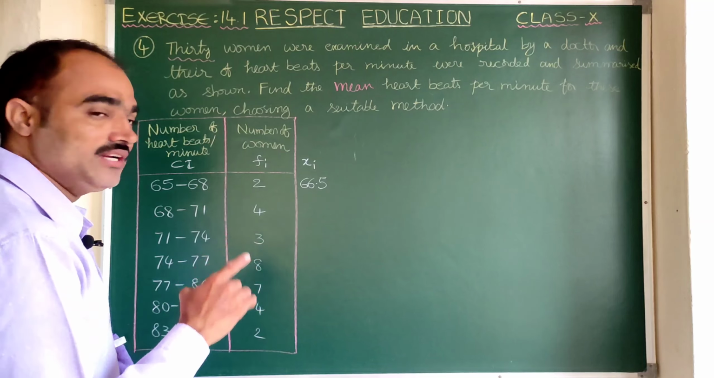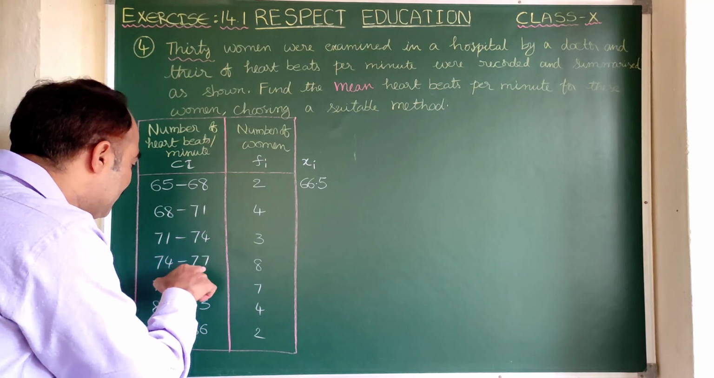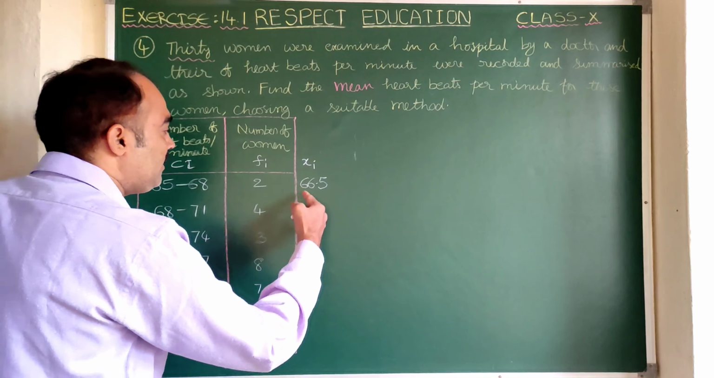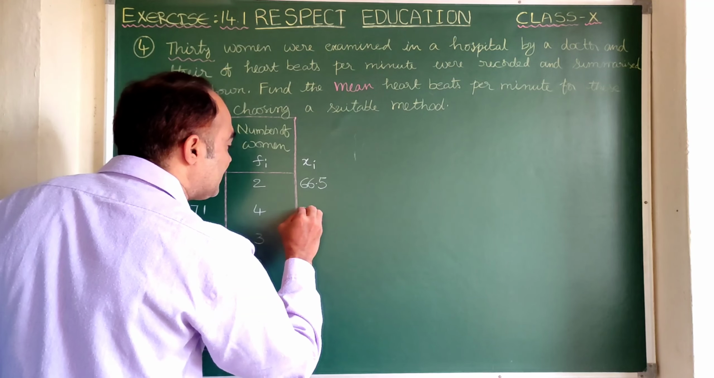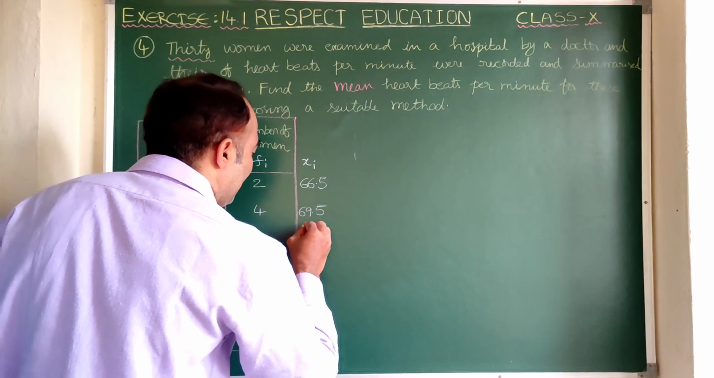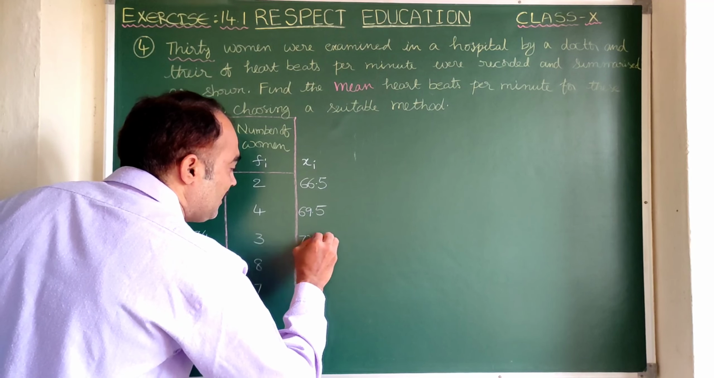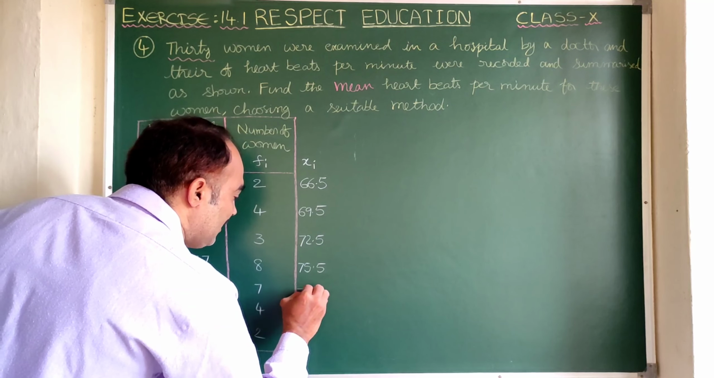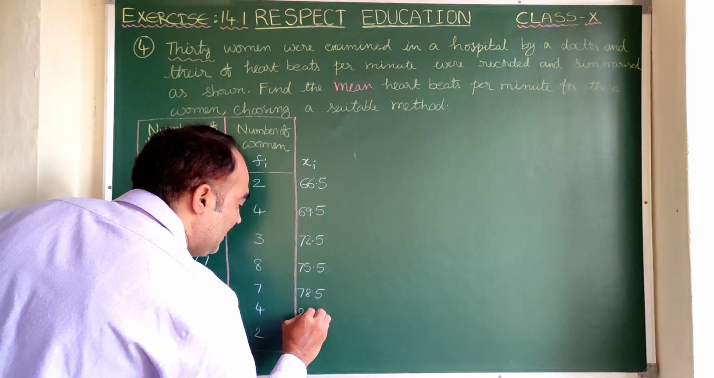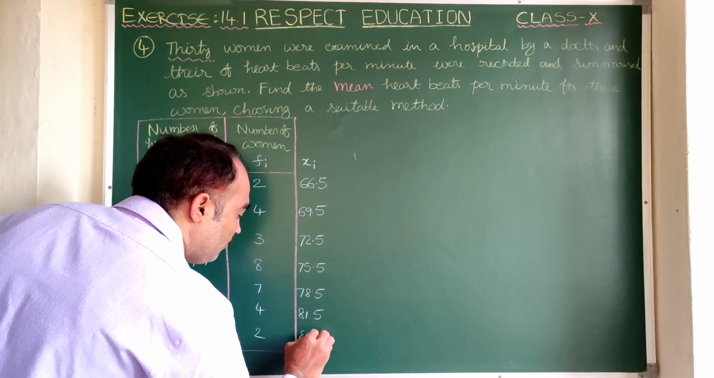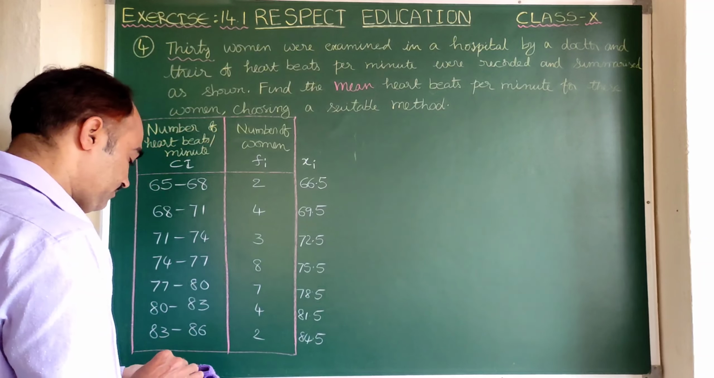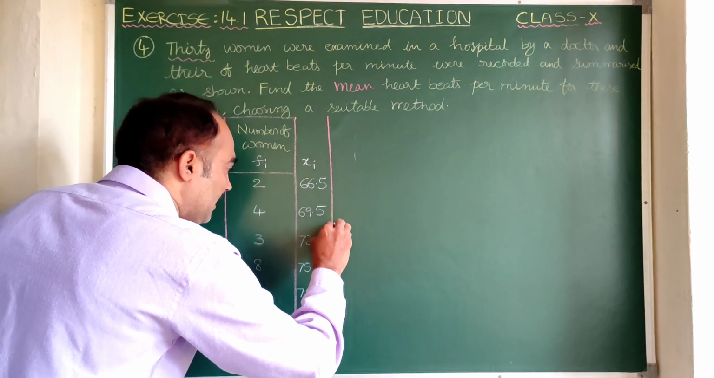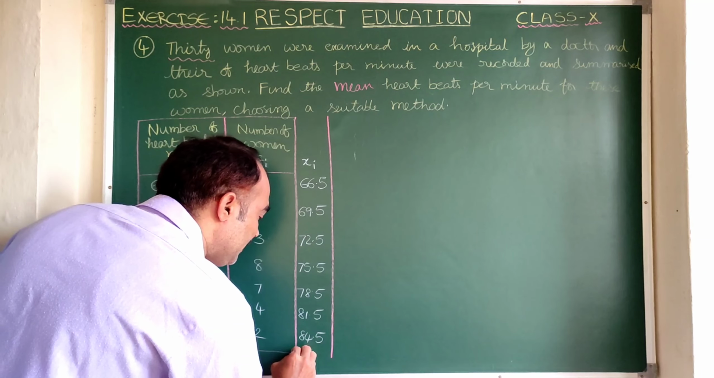Now onwards, without wasting much time, here you see the class width. Everywhere it is 3. So here 3 can be added. The next value, 66.5 will become 69.5. Plus 3 you do, it is 72.5, plus 3, 75.5, plus 3, 78.5, plus 3, 81.5, plus 3, 84.5. Clear? Now here let us take a small break and think, can we do it in the direct method or not?